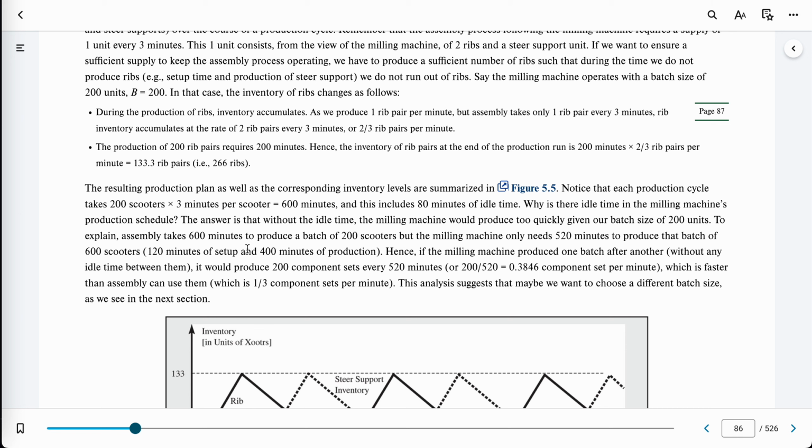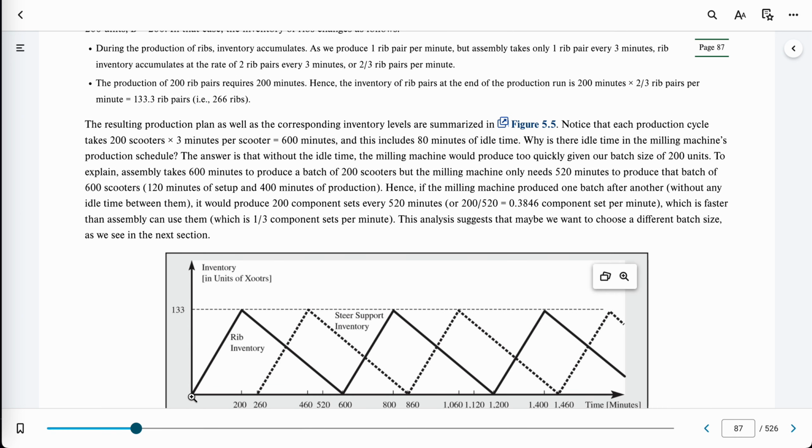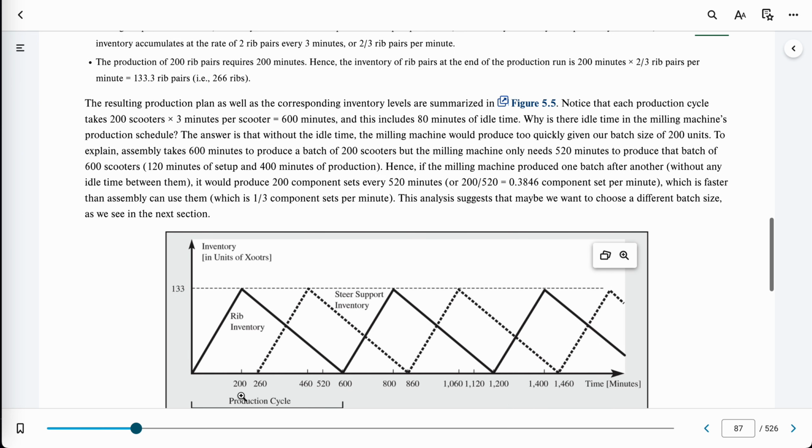So first you'll produce ribs. The idea is you manufacture all the ribs that you need to manufacture, then you stop the rib manufacture. You take 60 minutes here. So you produce 200 ribs for 200 minutes. Then it takes 60 minutes to set up the steer support. It takes 200 minutes for you to produce 200 steer supports, right? That's up to 460 minutes. Then it takes you another 60 minutes for the next setup. So that's the 520 minutes that we're talking about here.